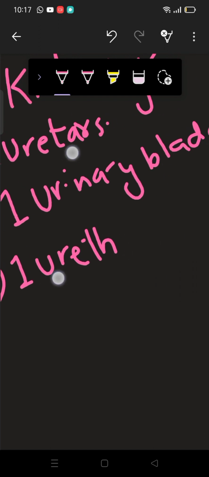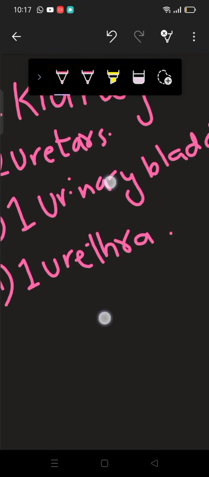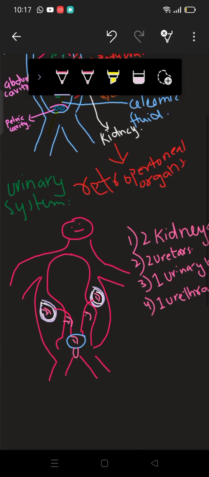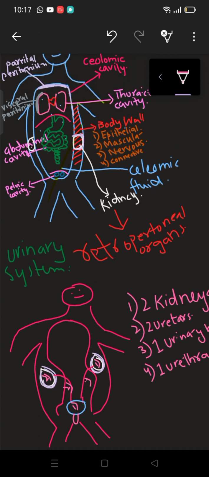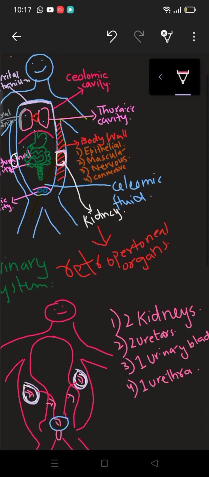So these are the organs involved in the urinary system. Two kidneys, then two ureters, which will carry the urine to the urinary bladder. Then one urinary bladder, and then one urethra by which urine will be passed out from the body. These are the components involved in the urinary system.